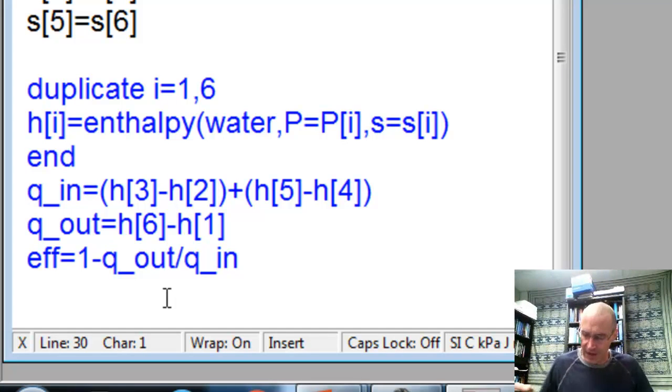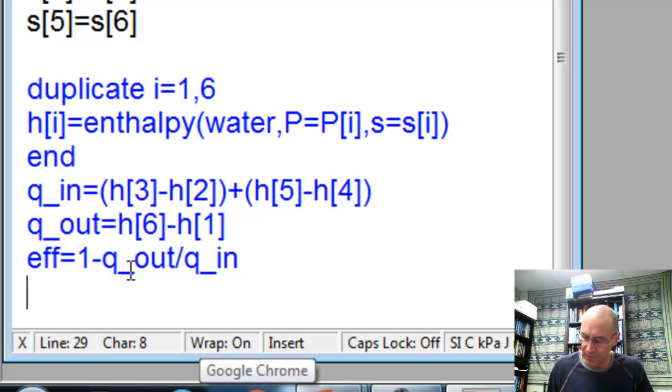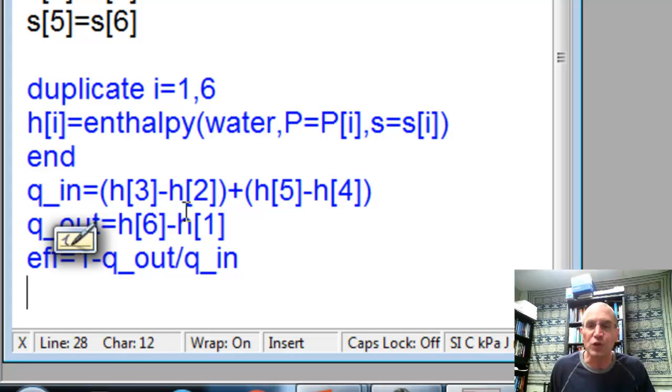And so what you see I have is I'm using the duplicate statement because I'm finding the enthalpy at P and S for all 6 points, just kind of in terms of efficiency of writing it. And now I've got my Q in step. Now notice there's 2 parts to Q in, 3 to 2 and 4 to 5.